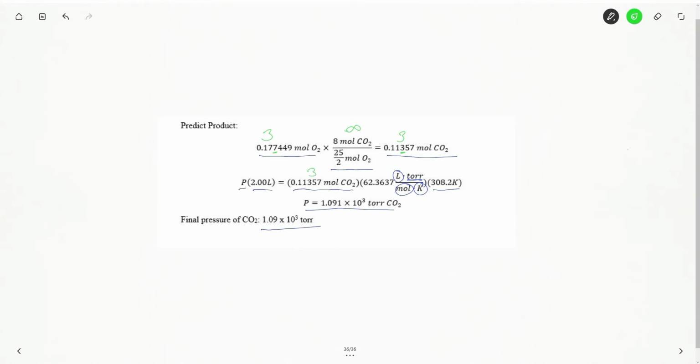My 2.00 liters, that also has 3 sig figs. Again, my R, 4, 5, 6 sig figs. And my temperature, I did the same thing. Again, I should have one decimal place, so that gives me 4 sig figs for my temperature. My 3s are going to limit me, so my pressure should have 3 sig figs. I should be rounding right there. Hence my final answer there with 3 significant figures.